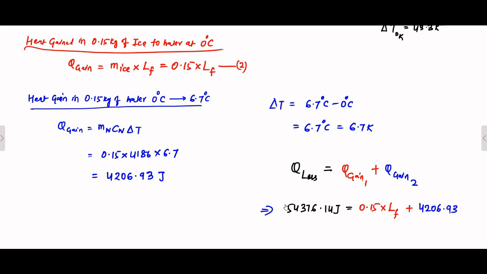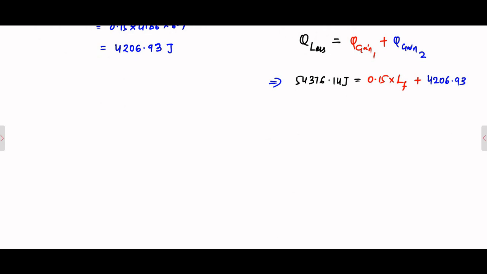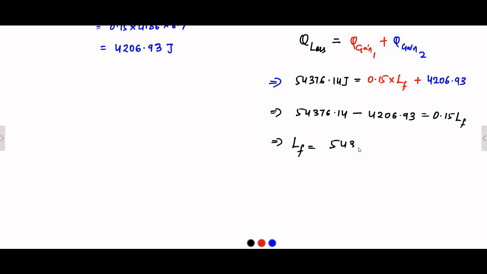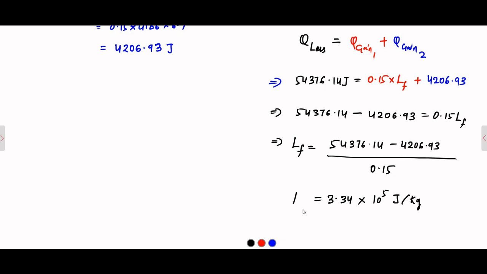So that implies 54376.14 minus 4206.93 is equal to 0.15 LF. That implies the latent heat of fusion LF is equal to 54376.14 minus 4206.93 divided by 0.15. So it is coming around 3.34 into 10 to the power 5 joule per kg. This is the latent heat of fusion of ice. This is the final answer.